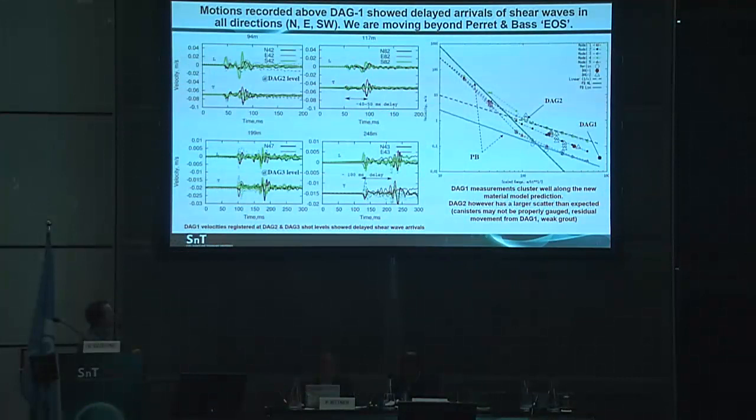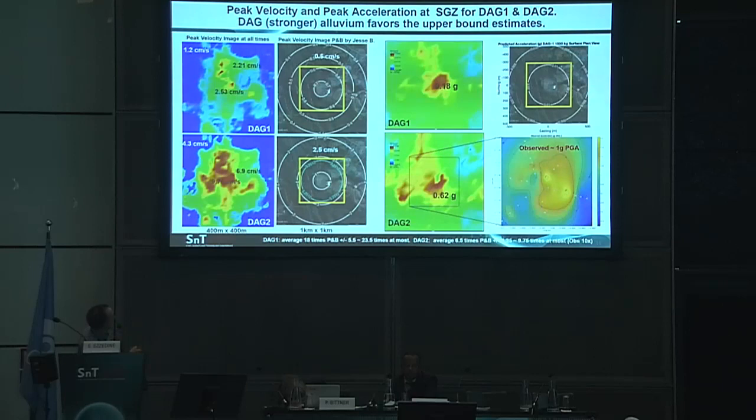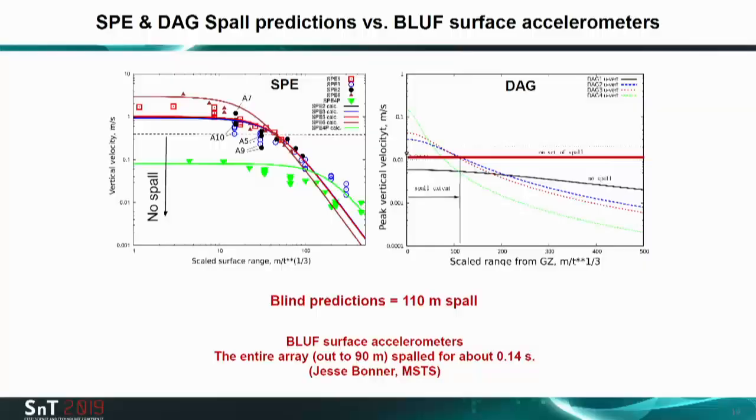Moreover, once we did our calibration to the mean behavior of the paradigm base, we realized when we shot DAG1 that the alluvium was a little bit stronger than what we expected. So we had to recalibrate our equation of state and then predict DAG2. When we predicted DAG2 and collected the DAG2 observations, they fell within the new equation of state, which helps us gain confidence in the model itself. We also predicted the peak velocities at the surface as well as the peak accelerations, and the extent of the spall region from ground zero.